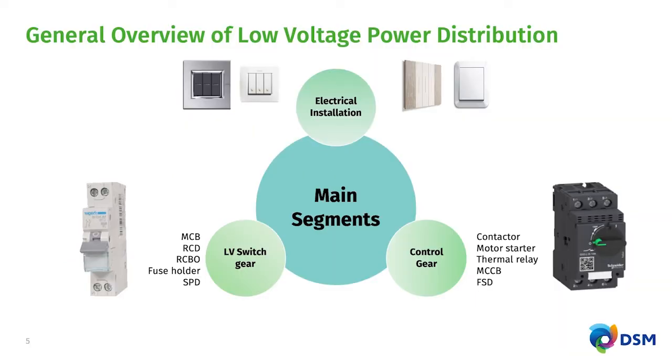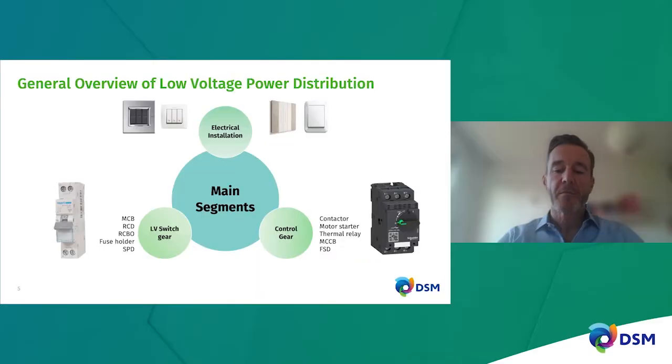Bottom left is low voltage switchgear. These are your typical MCBs, miniature circuit breakers with residual current devices you see in your electrical panel boards at home. And the bottom right hand side is the control gear segment where contactors, motor starters, thermal relays are situated. This is more the industrial protection and control of electrical devices.